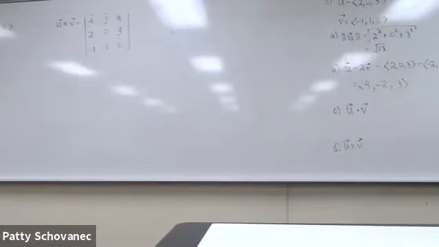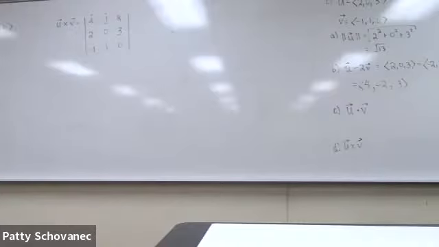Is the dot product between two vectors a vector or a scalar? Scalar. So u dot v, we do the numbers. 2 times negative 1 is a negative 2 plus 0 times 1 is 0 plus 3 times 0 is 0.